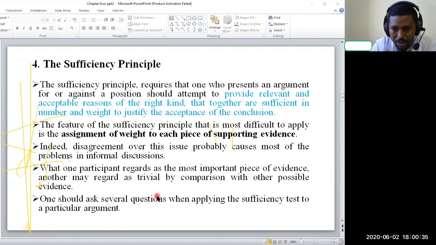So we should give the chance to look at and examine those supporting evidences equally. One should ask several questions when applying the sufficiency test to a particular argument. We may raise different questions which will help us in testing the weight of the supporting evidence. For example, we may raise questions related with its relevancy. We may raise questions related with its acceptance, its truth value. So by raising those questions, we may test the weights of the supporting evidence.